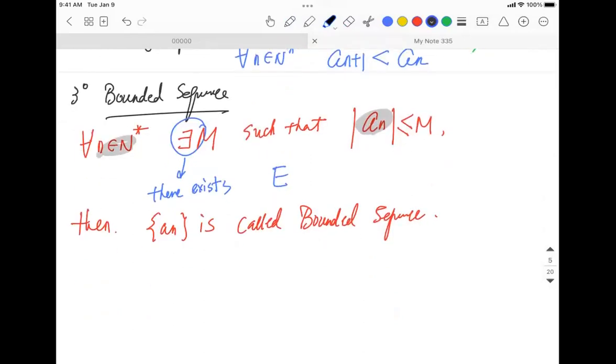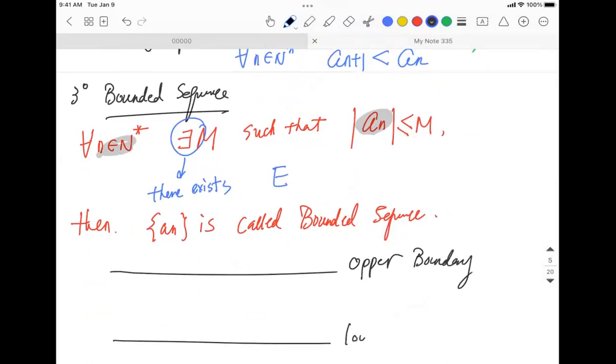So this bounded sequence actually has two parts: you have an upper boundary and a lower boundary. Your value can go up and down, up and down, and I don't really care. But regardless of how you go up and down, you can never go outside my boundary.